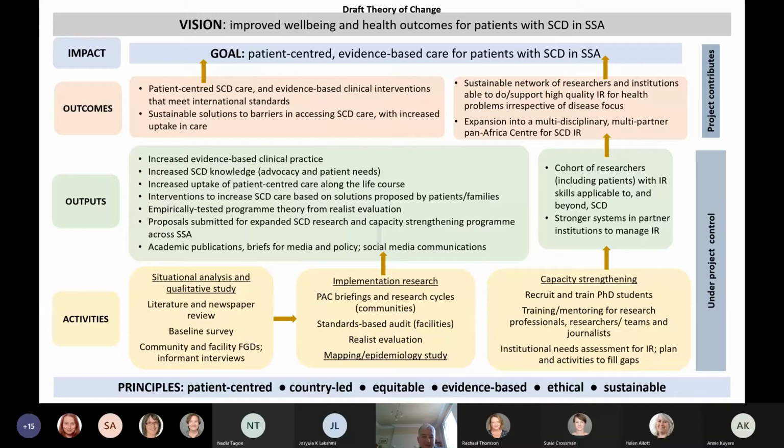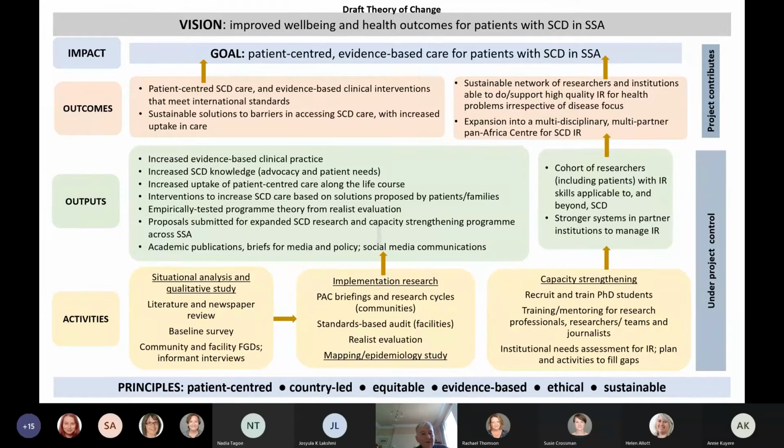So the next level is the outputs level, and essentially those outputs are taken directly from the proposal, but they're just truncated to fit them into the box. So this is the way that you can align everything with your proposal. You can go backwards and forwards between your narrative in your proposal and the theory of change diagram and make sure that they all say the same thing. And you will need to go backwards and forwards and tweak everything all the way through as you go along.